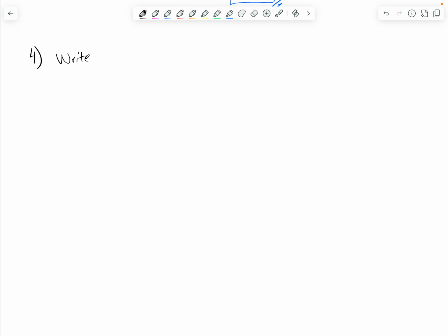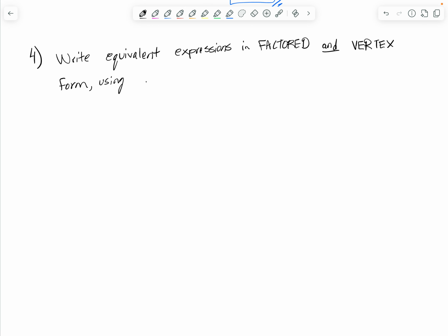Write equivalent expressions in factored and vertex form. I need you to know how to do both, and it's good because we get to see how both are done in this case. And then I'll say using algebra tiles as well.